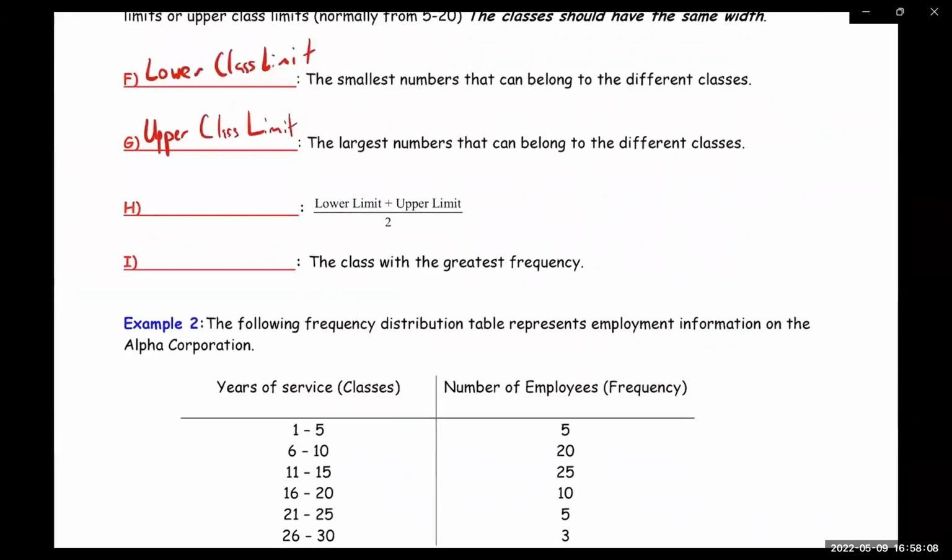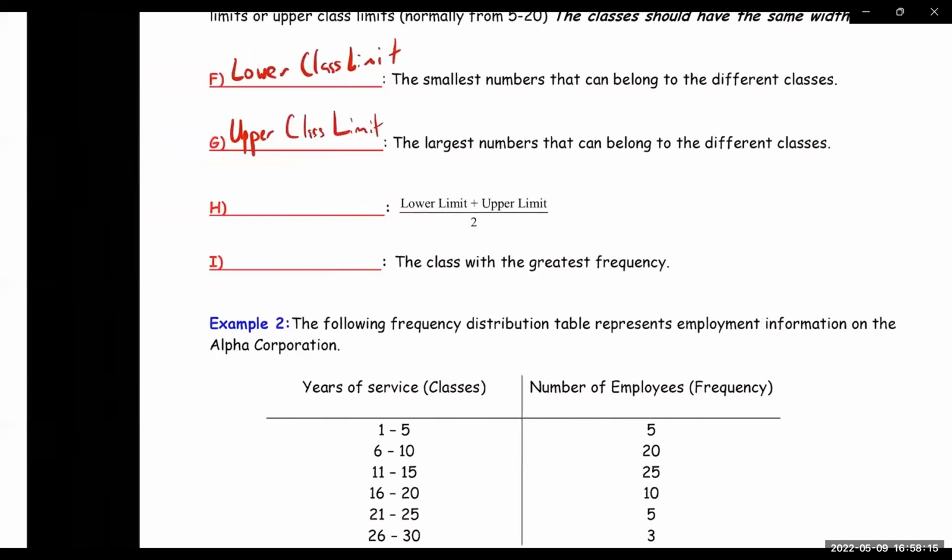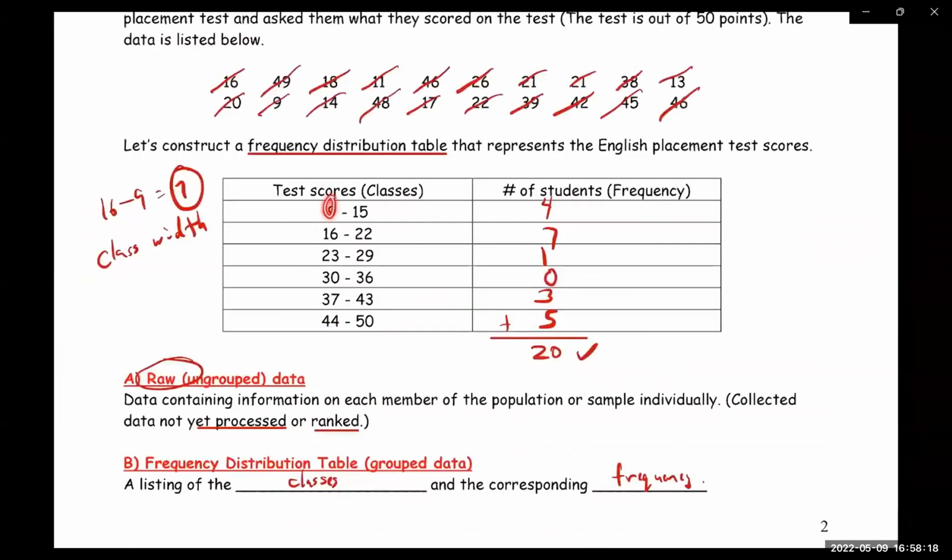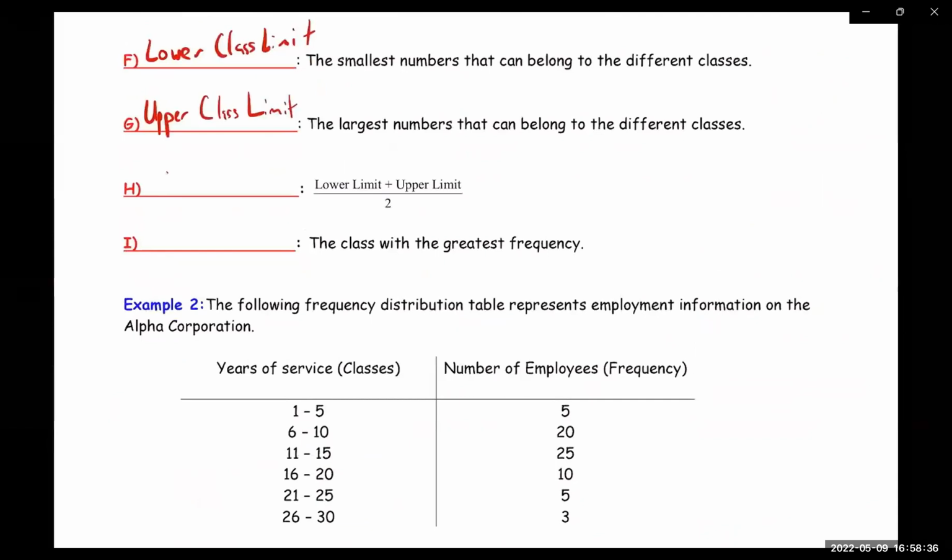All right, in this formula, the lower limit plus the upper limit divided by 2. So if you do the lower plus the upper and you divide it by 2, that gives you the midpoint. So for example, 9 plus 15 divided by 2 is 24 divided by 2, which is 12. So 12 would be the midpoint of that class. So we call that the midpoint. And you can find the midpoint of each class.